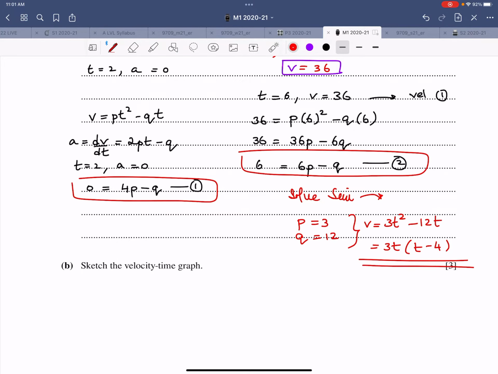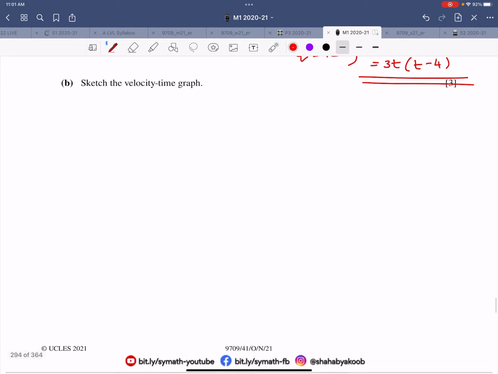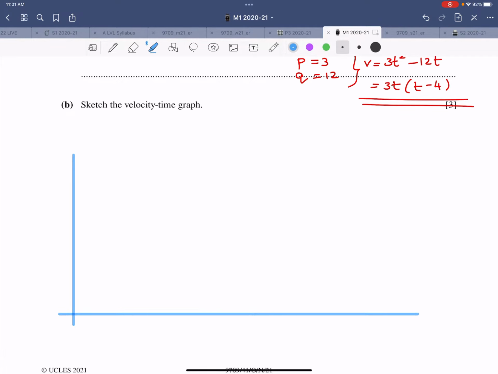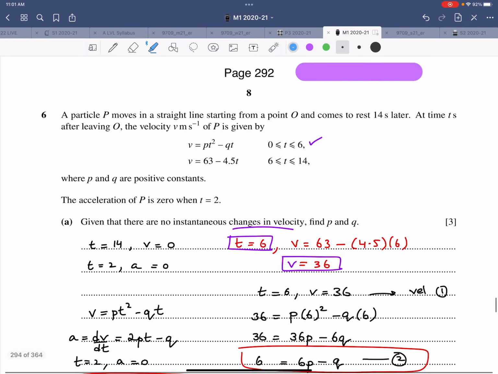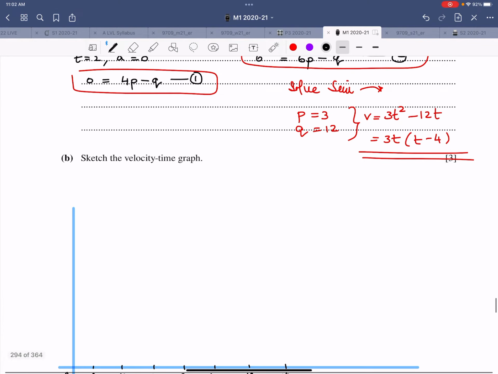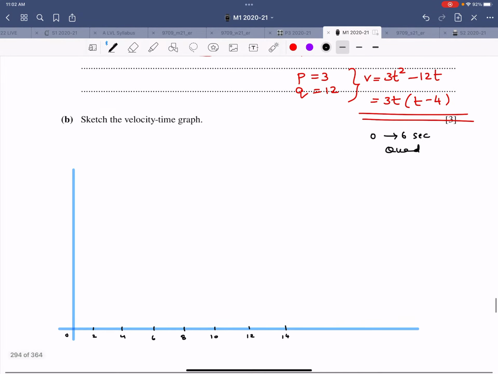Now it's asking us to sketch the VT graph. So now recently you have seen there has been a lot of emphasis on sketches. So now you have 0, you have 6, and you have 14. So this is 0 and 2 and 4 and 6 and 8 and 10 and 12 and 14. So that's how the graph is. 0 to 6 is this quadratic. So 0 to 6 seconds is quadratic. Let me first draw this quadratic.